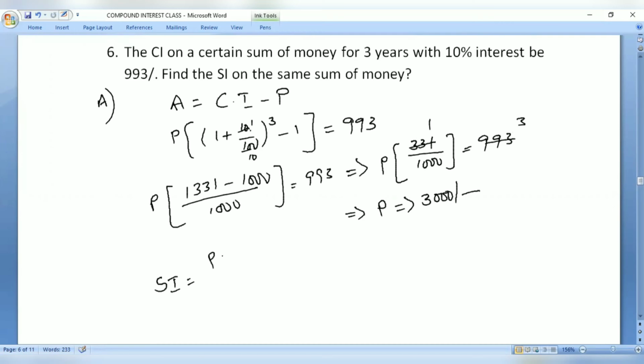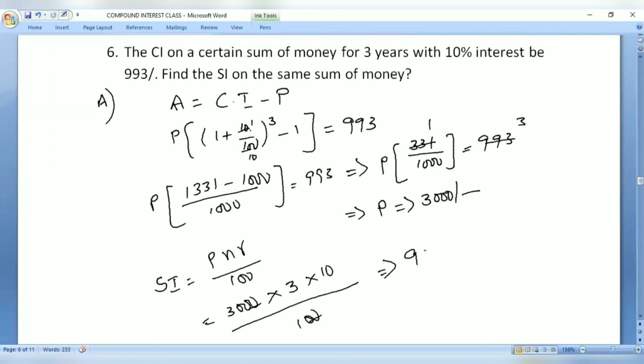The simple interest formula is P into N into R, or PTR in some cases. P represents the principal, that is 3000 rupees. N is the number of years, that is 3 years. Rate of interest is 10 divided by 100. Two zeros cancel. 30 into 3 is 90, into 100, that is 900, the simple interest that you earn on the money.